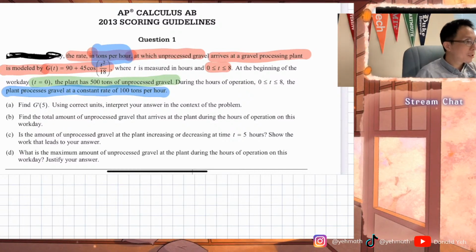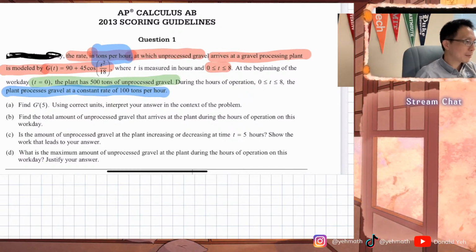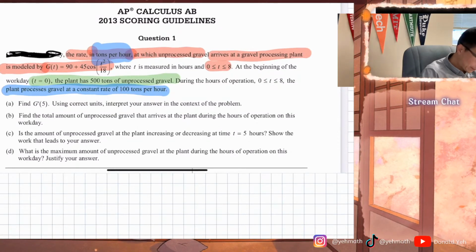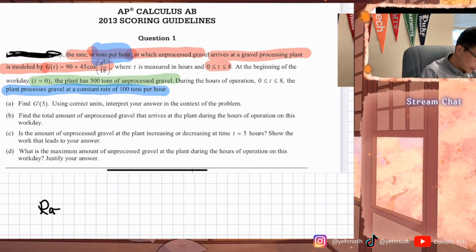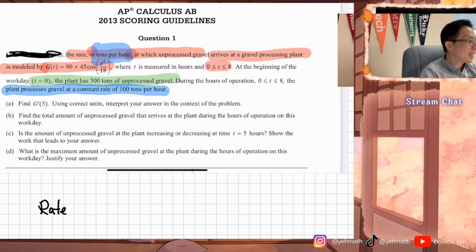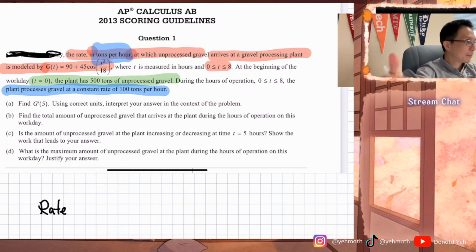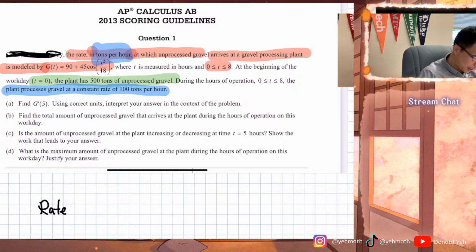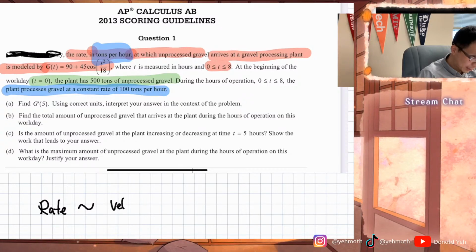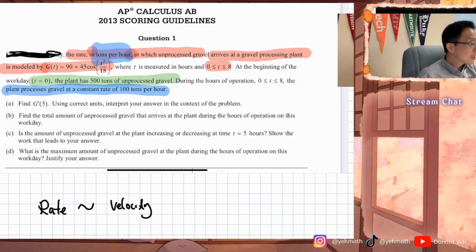I'm gonna teach you how to look at this question same as motion. So for me, I always think about rate. This is how I look at the rate. Rate is, in this case, the velocity, how fast the gravel comes in. So it's really similar notation to velocity. And kind of makes sense.